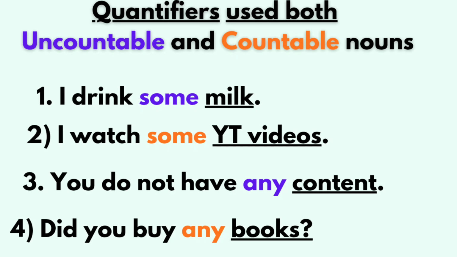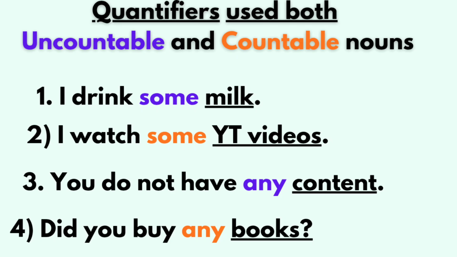I drink some milk. In this example, milk is uncountable. We cannot count it, right? How much milk? Some milk. I watch some YouTube videos. In this sentence, videos means plural countable. Here, some is a quantifier and it is used with both countable and uncountable nouns. Milk is uncountable, YouTube videos is countable.